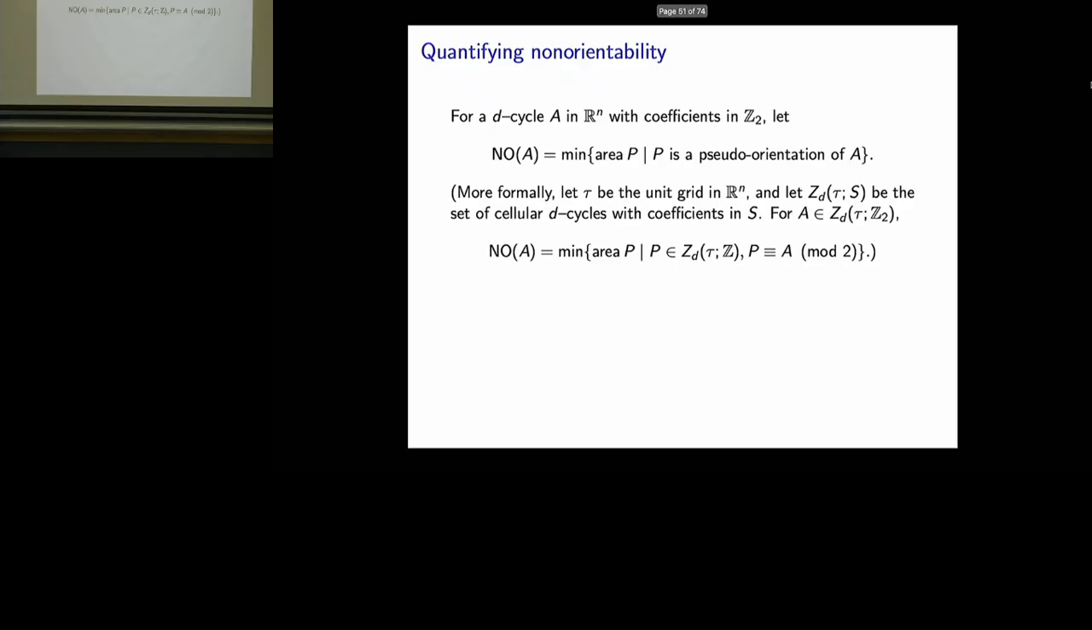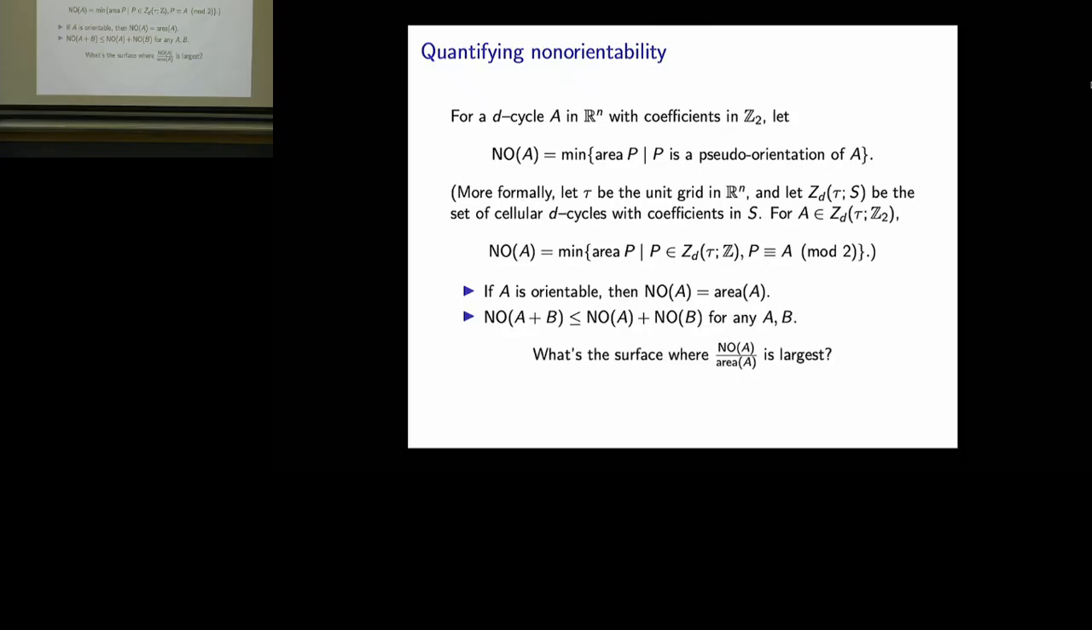I want to be more formal about it, but I don't think we have time for that. If your cycle is orientable, then the non-orientability is just the area. Otherwise, this is additive. The non-orientability of the sum is at most the sum of the non-orientability of the pieces. And then you can ask, now that you can quantify this, what's the surface where the ratio of the non-orientability to the area is largest?